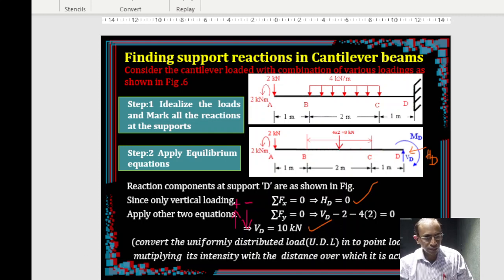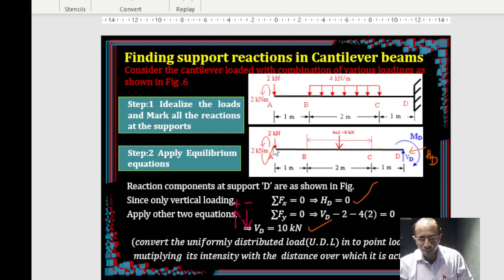Then go to the next one, use the other equilibrium equation. Only 2 is sufficient. As I told, 2 unknowns, 2 equations are sufficient, don't go for a third one. HD, directly by looking at no inclined loads, no horizontal loads, HD will be 0. Okay, next you have another equation. So you take moment about the point D.